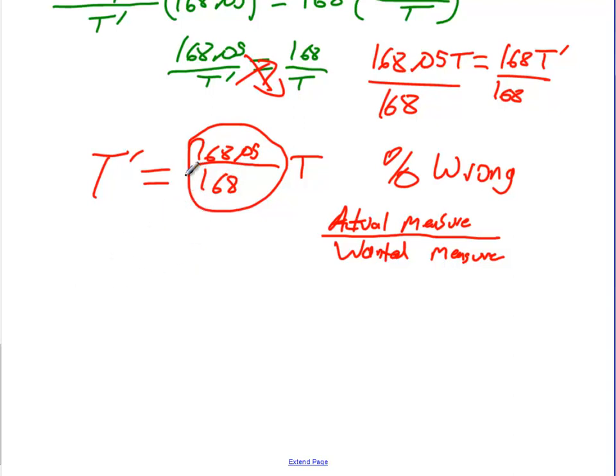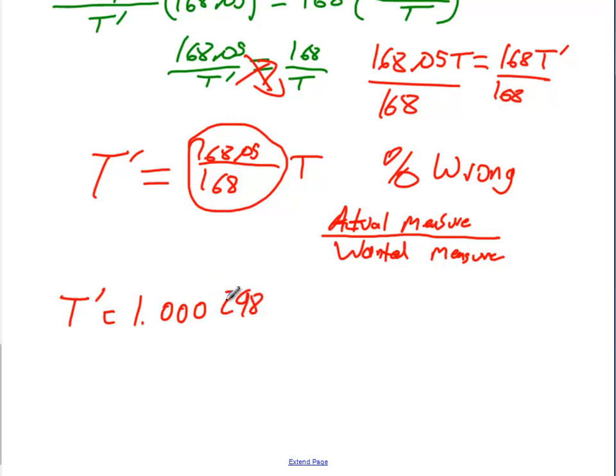Right now I want to see how this is related to length. So if we take 168.05 divided by 168, you'll see that the difference here is incredibly small, right? This is not a very big error. 3 minutes in 1 week is not a lot of time. 168.05 divided by 168 is 1.000297. So T prime equals 1.000298, I'm going to round, times T.